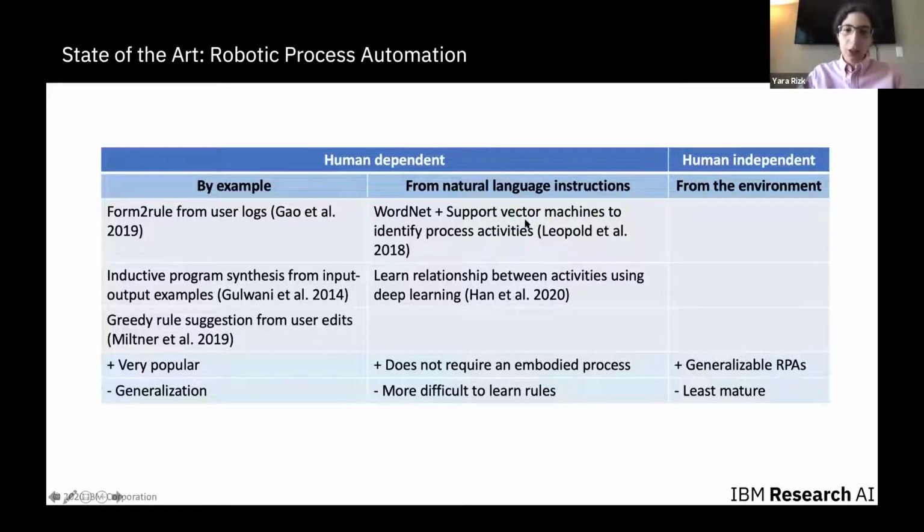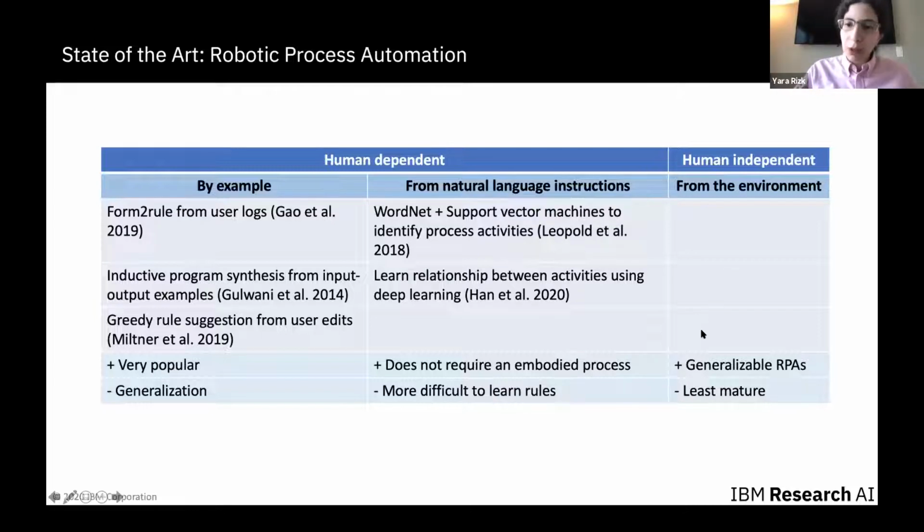From natural language, basically, you have a lot of natural language documents, you want to understand them, so you can use many approaches from the natural language processing field in artificial intelligence. That includes deep learning or supervised shallow learning, like support vector machines in this first example. While this approach does not require an embodied process, so you don't have to have a process implemented in BPM or some other management tool, it is more difficult to learn rules because you are more constrained by how advanced the natural language processing technology is.